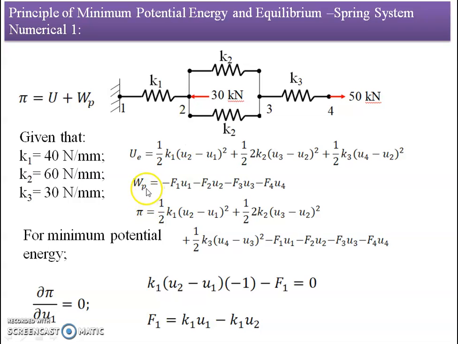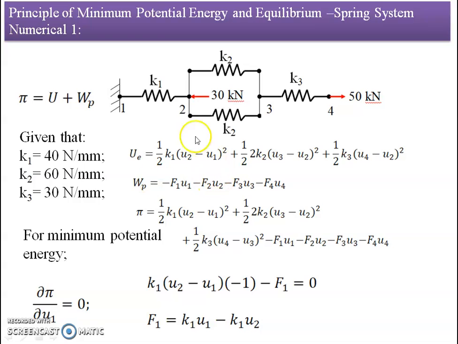So Wp is the potential energy, which equals minus F1 U1 minus F2 U2 minus F3 U3 minus F4 U4. Here, F1 U1 means the force component at node 1 multiplied by the displacement component at node 1. Likewise, we will have the product of force and displacement, and we get the potential energy possessed by the external forces.